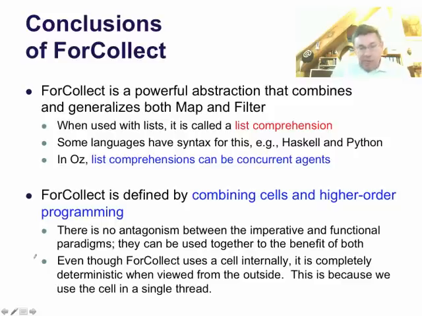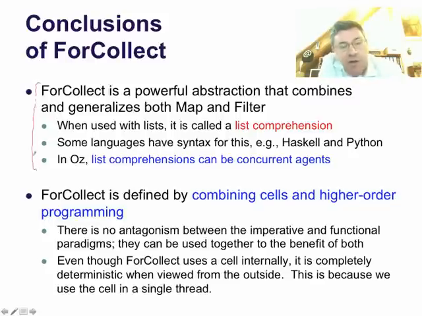And there's a final point here. Notice that for-collect is an abstraction that combines and generalizes both map and filter, called a list comprehension. Some languages have syntax for this. For example, Haskell and Python directly support list comprehensions. And the point is that in Oz, list comprehensions give you something more. They can also be concurrent agents in the deterministic dataflow paradigm.